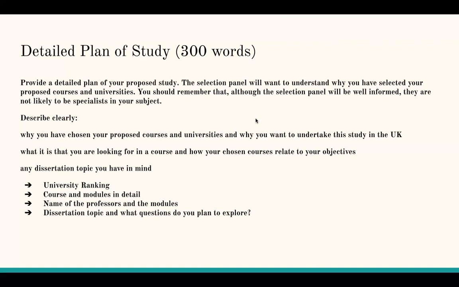So these things, you're not just writing for the purpose of writing the essays. You might actually end up using them during your course. So just be clear about that.